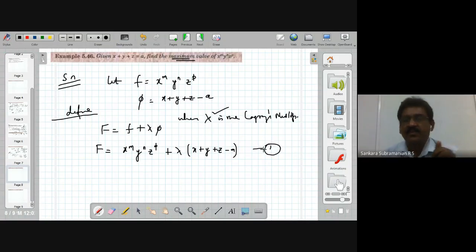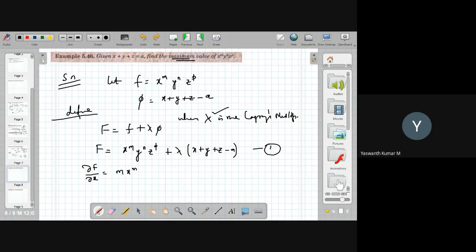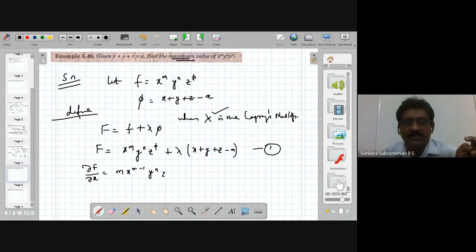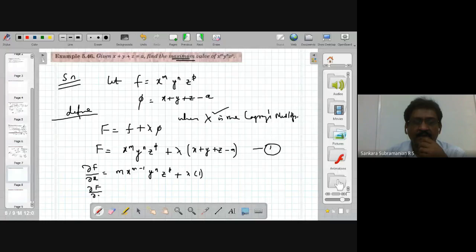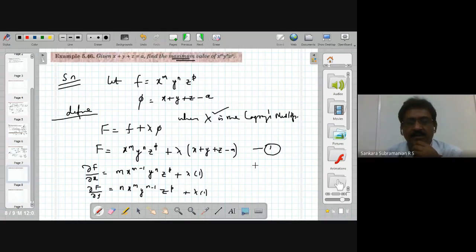This is going to be my first equation. ∂f/∂x = m x^(m-1) y^n z^p + λ·1. ∂f/∂y = n x^m y^(n-1) z^p + λ·1. And ∂f/∂z = p x^m y^n z^(p-1) + λ·1.